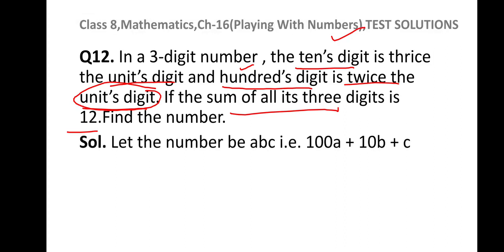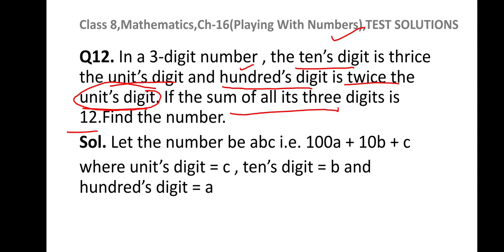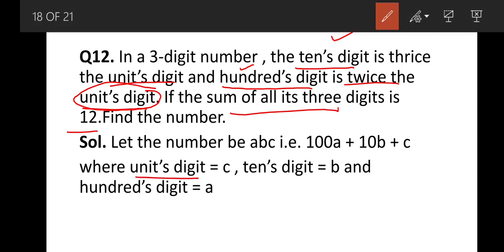So let the number be ABC. I have taken it in general form because no number is given to us, it only talks about the digits. A is at hundreds place, B is at tens place, and C is at ones place. The units digit is C, the tens digit is B, and the hundreds digit is A. The number ABC is 100A plus 10B plus C.